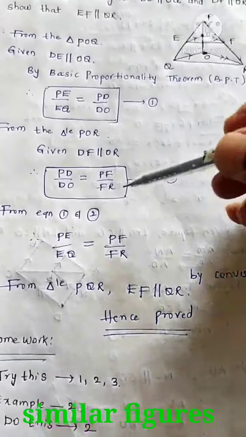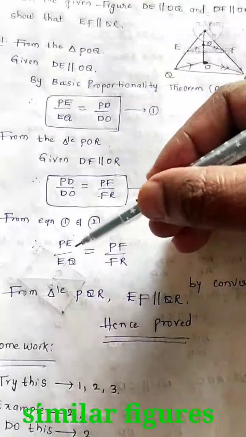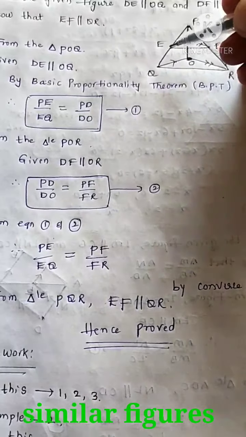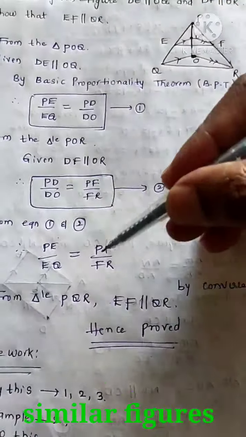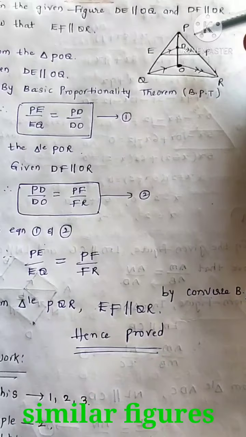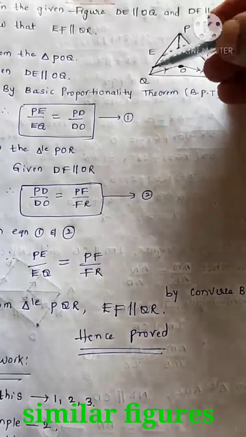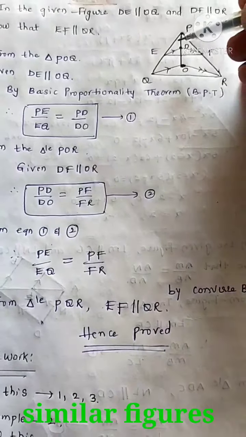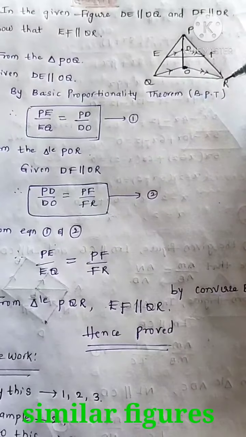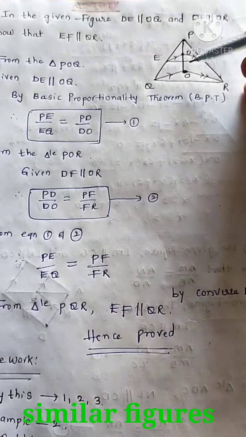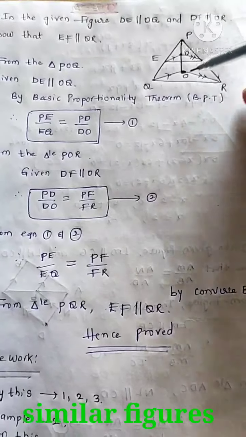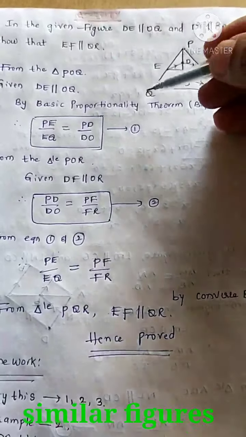Where is it possible? See the diagram. PE divided by EQ is equal to PF by FR. These two sides are proportional. That means one is a parallel side compulsorily. Which is parallel? EF. Now observe, this is EF. It is parallel to QR from the triangle PQR.